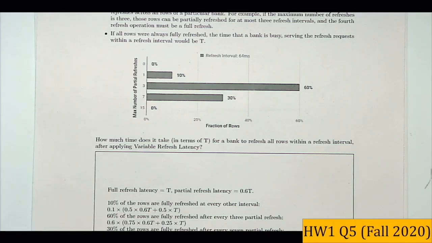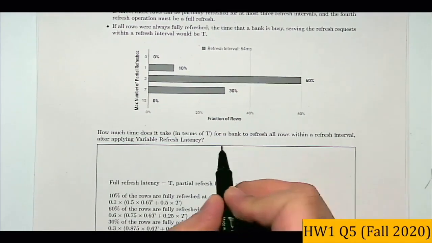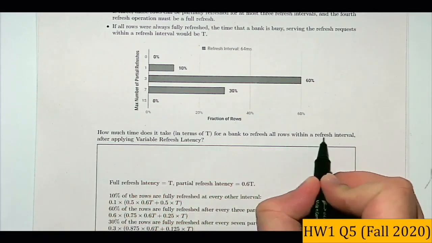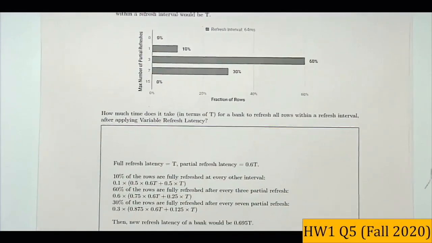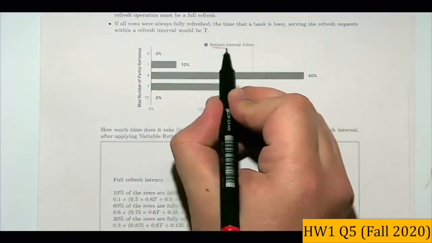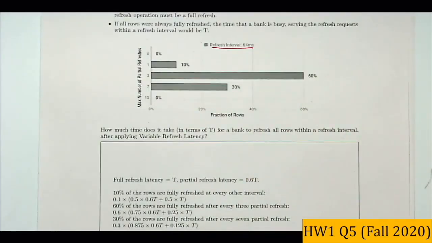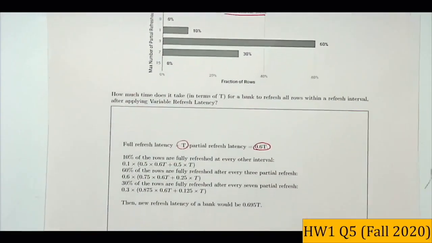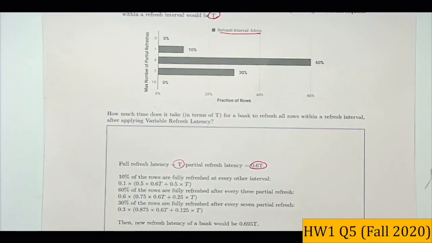And here, what we need to calculate is how much time it takes for a bank to refresh all rows within a refresh interval, right? Here, we only have one single refresh interval, which is 64 milliseconds. And the full refresh latency is described as T, and the partial refresh is 0.60, 60% of that, right? Okay, so what we do here is actually just multiply and add them up.